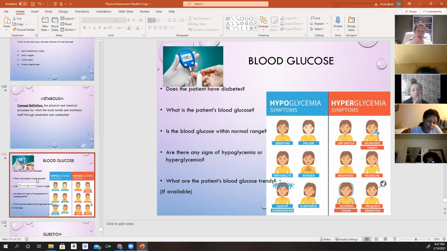So if they're diabetic, you're going to want to know what their patient's blood glucose is. You're going to want to make sure it's within the normal range. Normal range is 70 to 100, or 70 to 110, depending on your facility. Do your patients have any signs of hypo or hyperglycemia? And what are the patient's blood glucose trends?